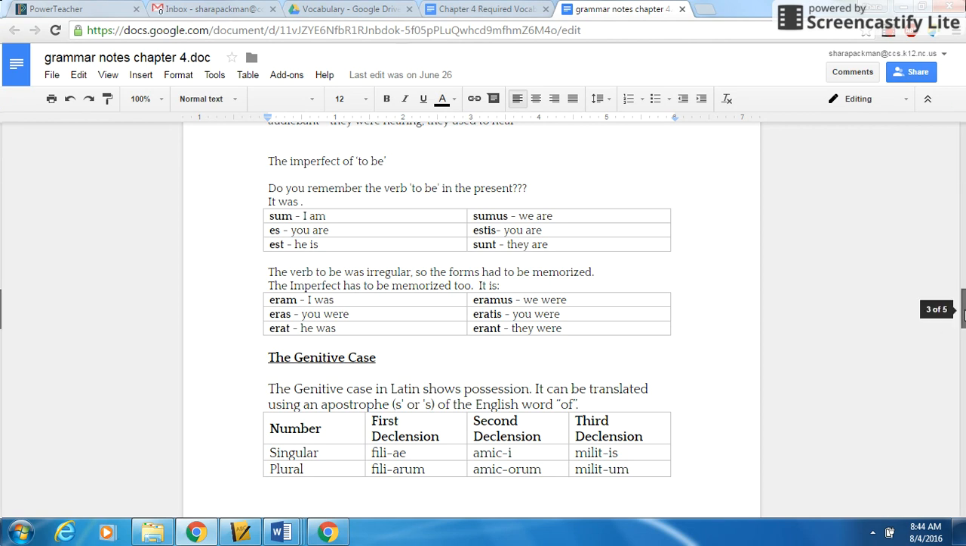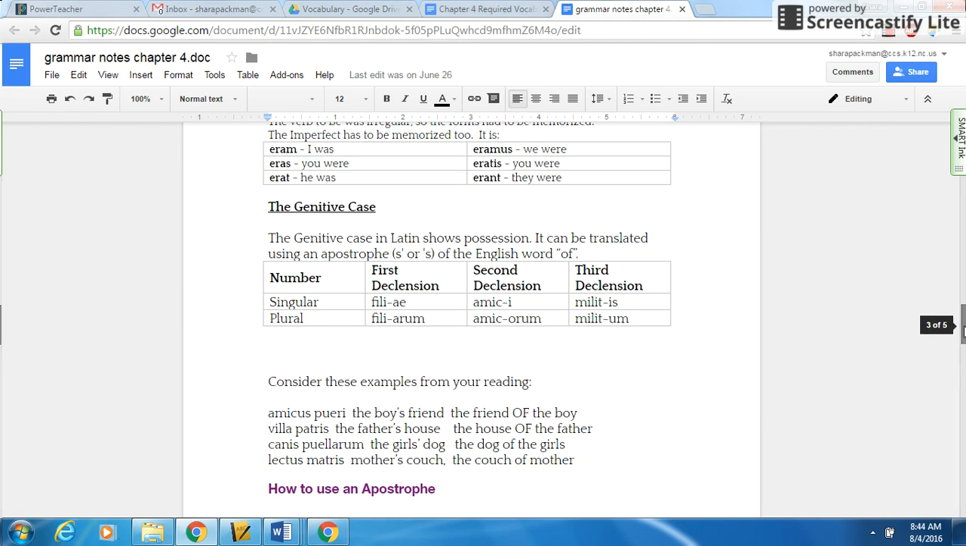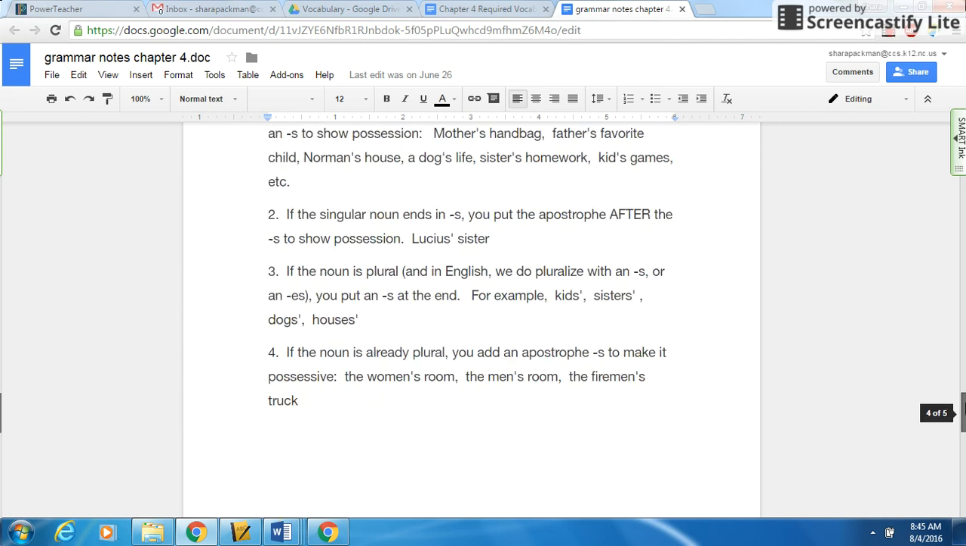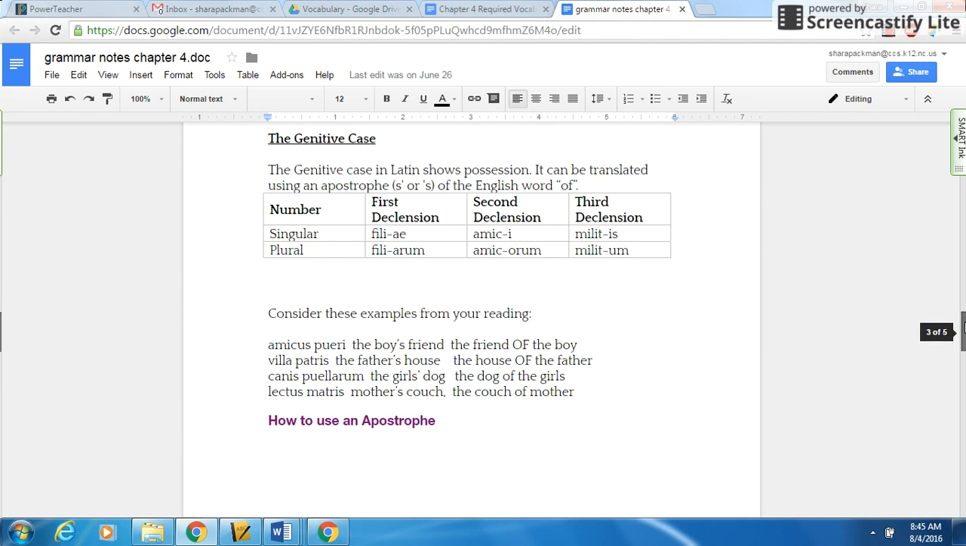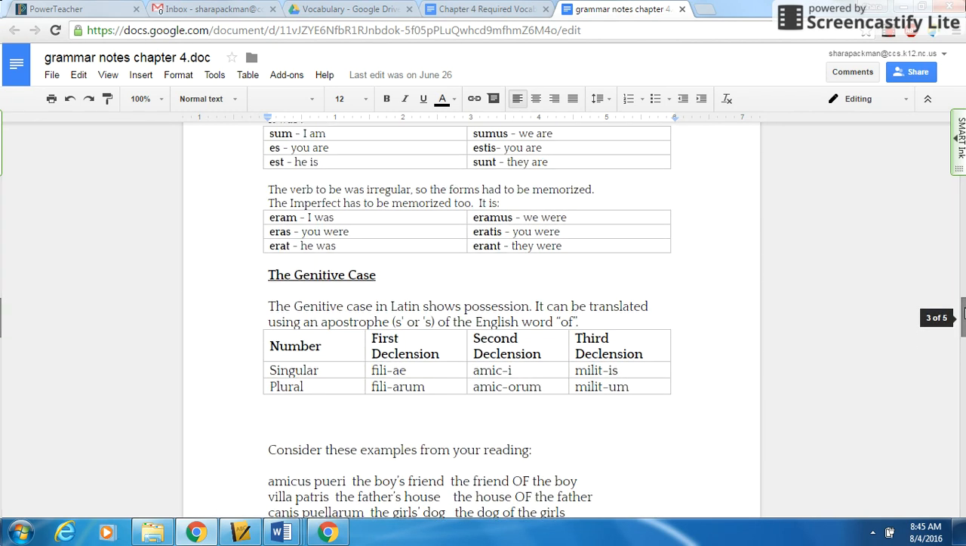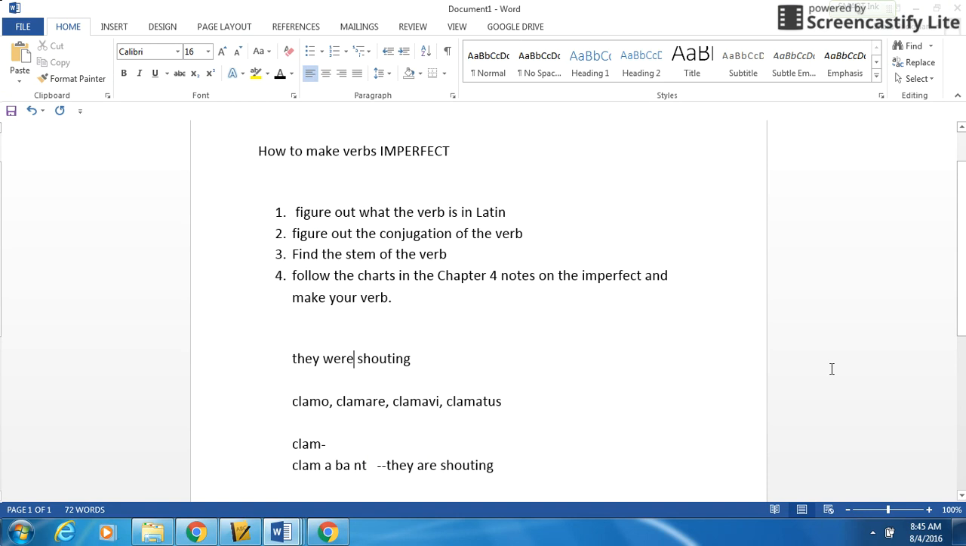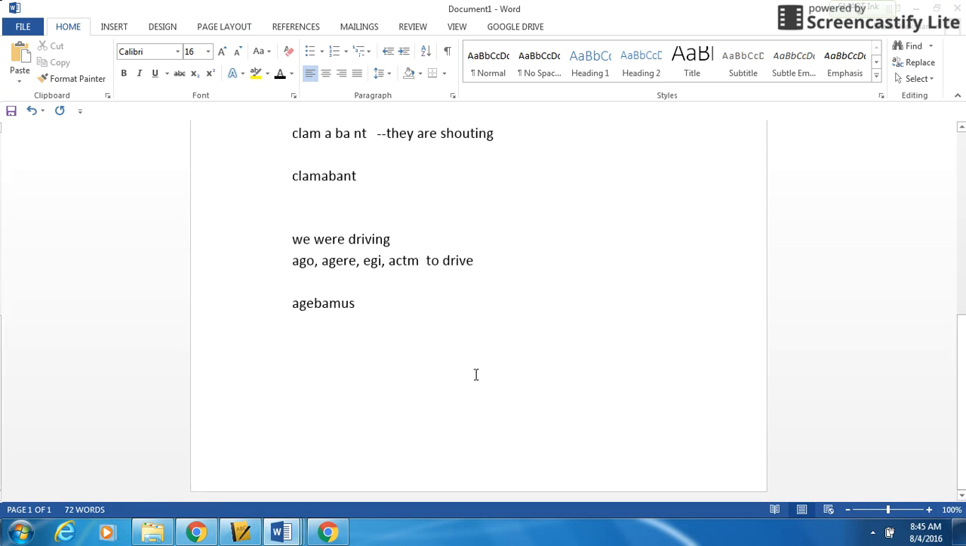Now, let's talk about the genitive. Here you have the genitive endings. I am asking you to read carefully how to use an apostrophe because some of you can't. And then I'm going to ask you to put things in the genitive. So let's look back here and let's work on how to put things in the genitive.